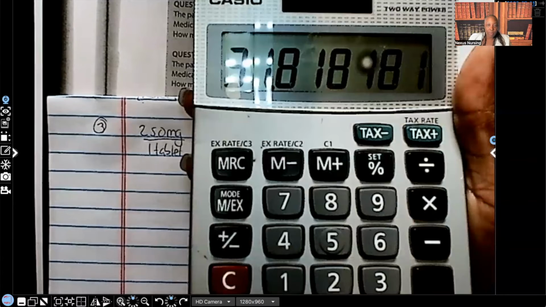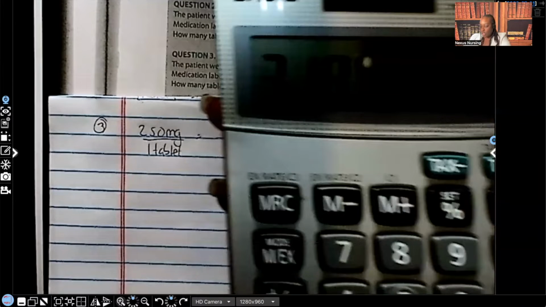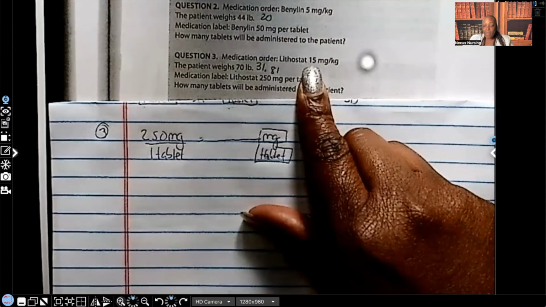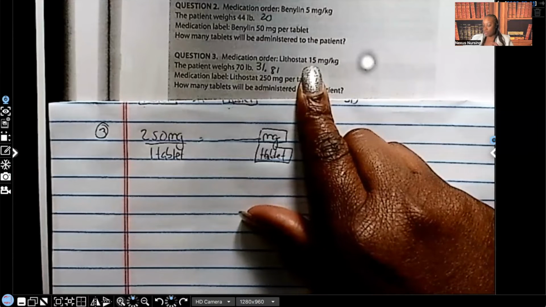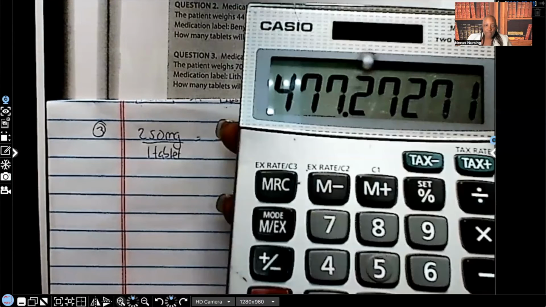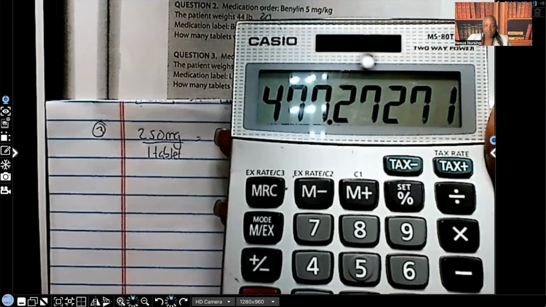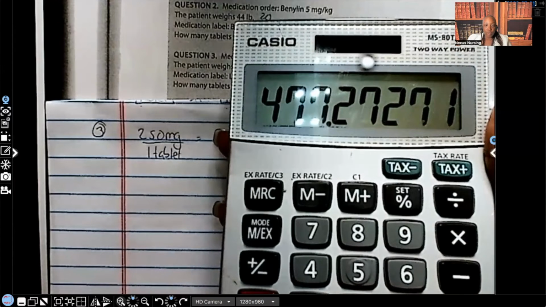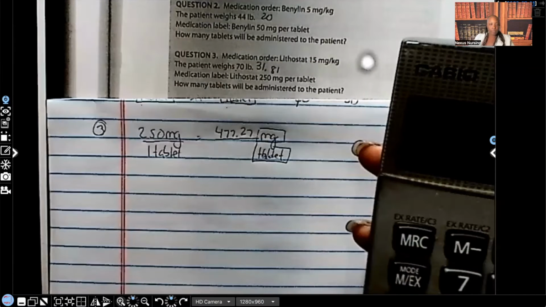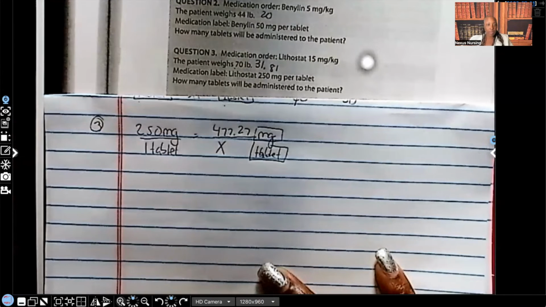Here we go. 31.81, 81, 81. So I'm going to just put 31.81. All right. So now this 31.81, we're going to multiply that times our 15 so we can have the milligrams. So go ahead, do 31.81 times 15. And your answer should be 477.2727, so on. So you're going to put 477.27 on top. 477.27. And on the bottom is X. X is what we're solving for.